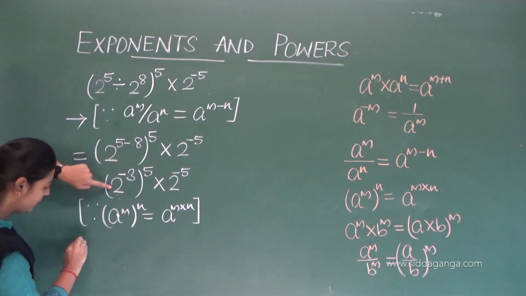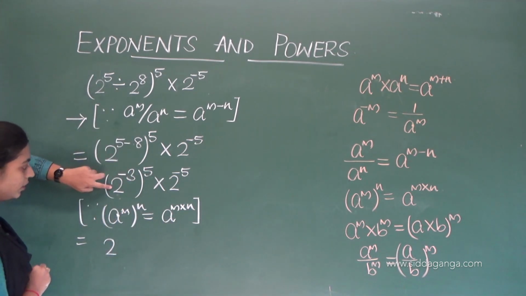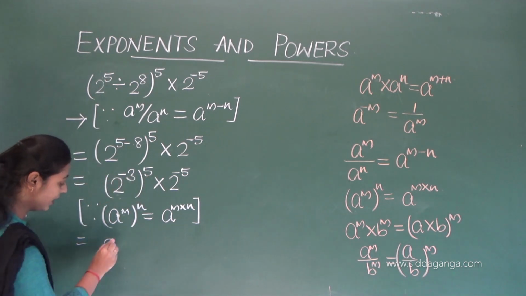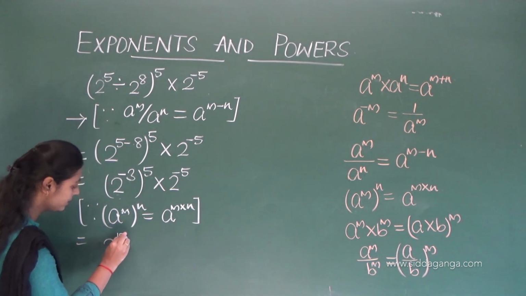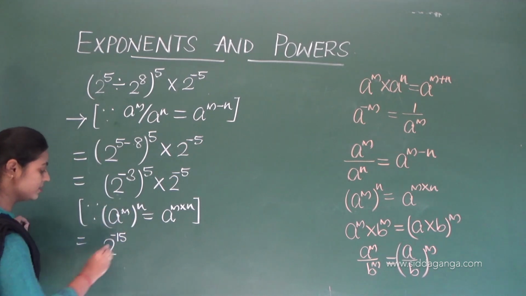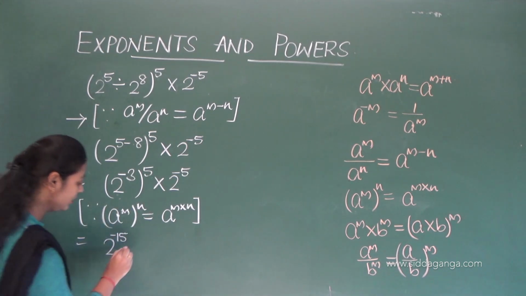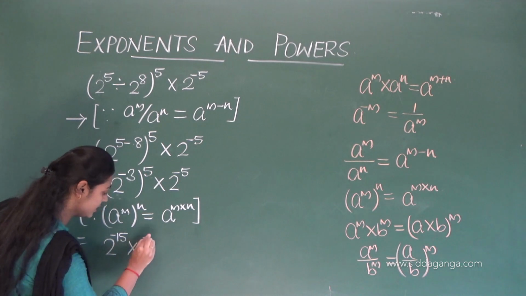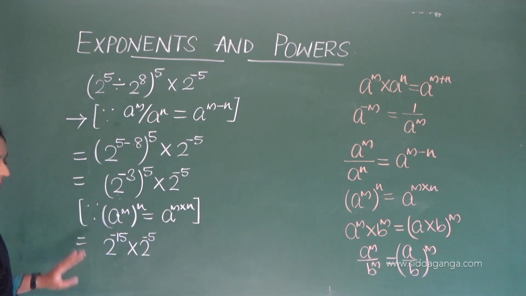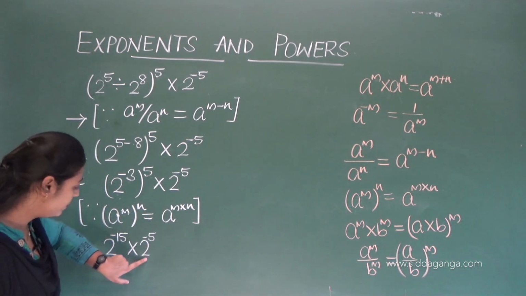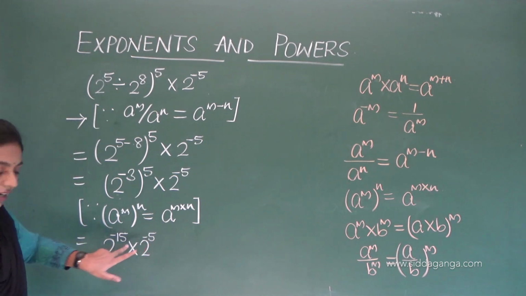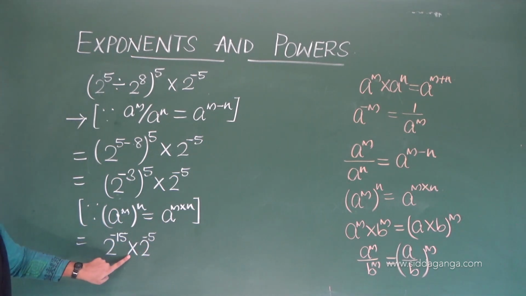So apply this law: 2 to the power of minus 3 into 5, that is 15, plus into minus is minus, 2 raised to minus 15 into 2 raised to minus 5. Does any other law apply here? The base is similar, the exponents are different, and it is a multiplication condition.